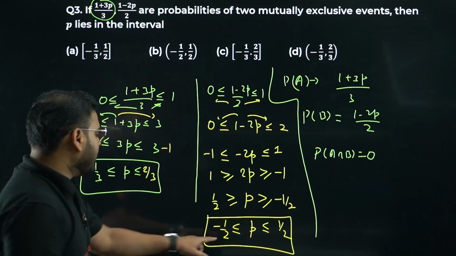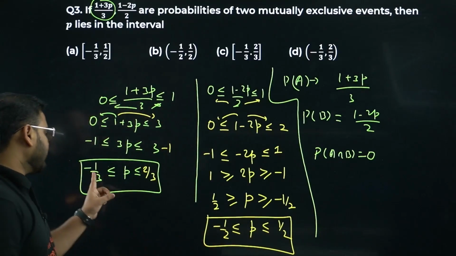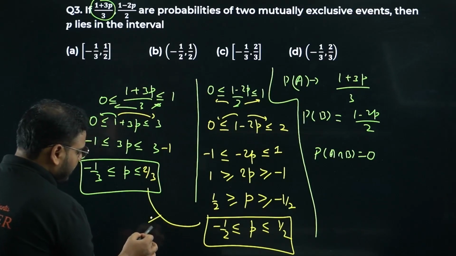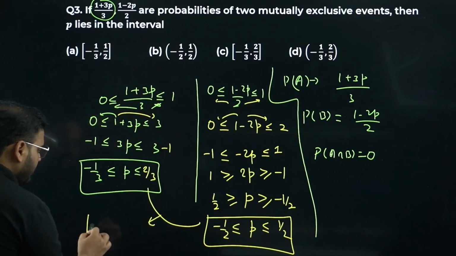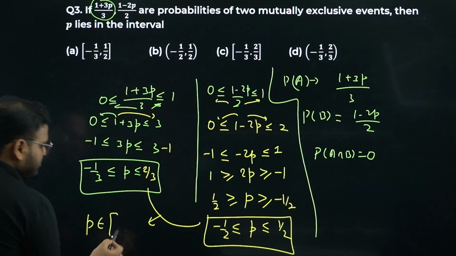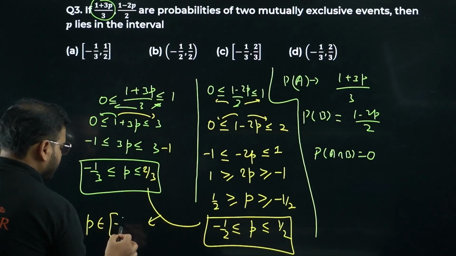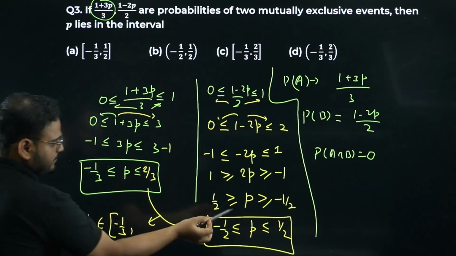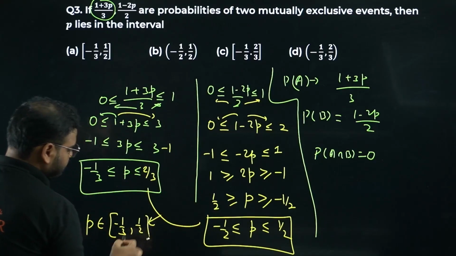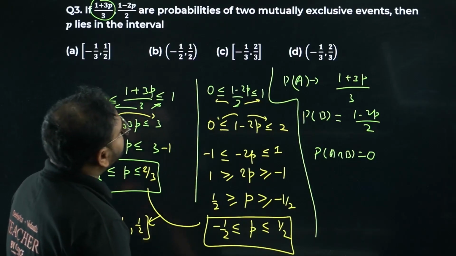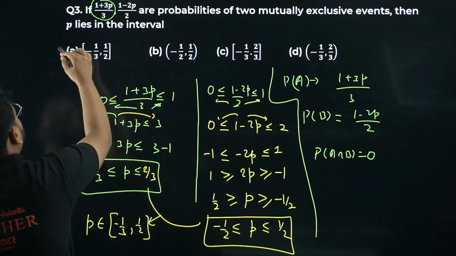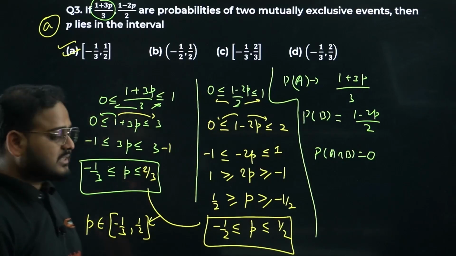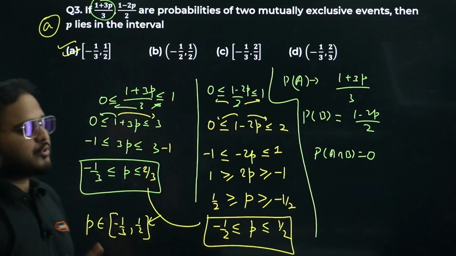Now check here the intersection. The smallest of these two values for the lower limit is this one. So if I combine these two together, I get p belongs to, please check, the smallest of these two, so minus 1 by 3 closed interval, and over here 1 by 2. The answer will be option A. Option A, please check. Done. Moving on to the last question.